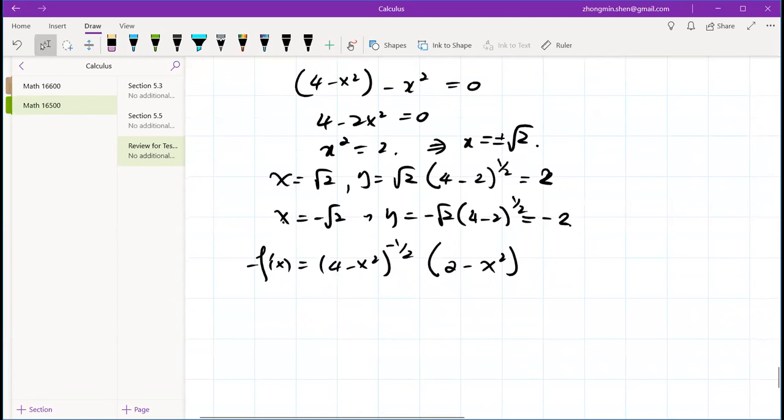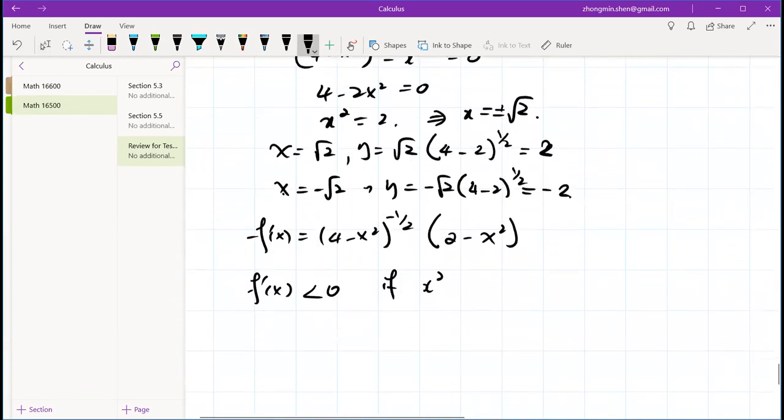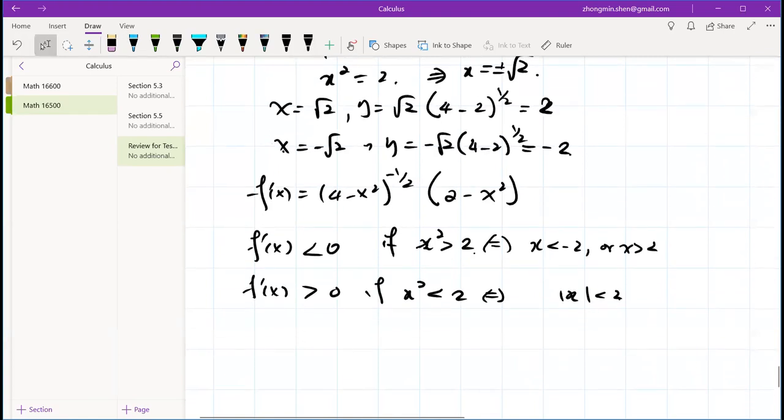Okay, so it's clear when the derivative is negative. The derivative is negative when x squared is larger than 2. It's going to be negative if x squared is greater than 2. x squared greater than 2 means x is less than negative square root 2 or x greater than square root 2. So there are 3 intervals there.